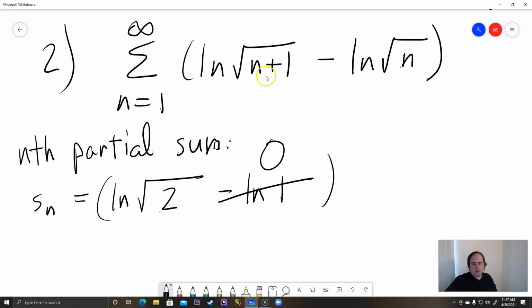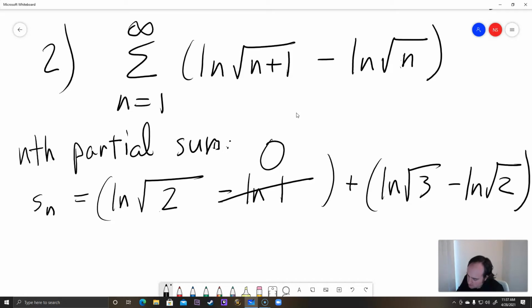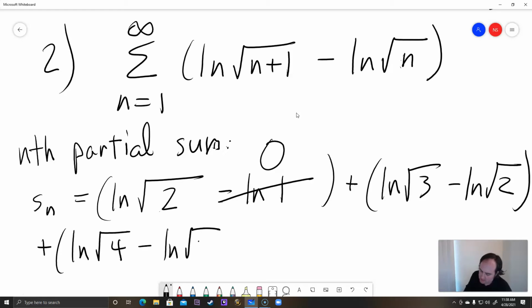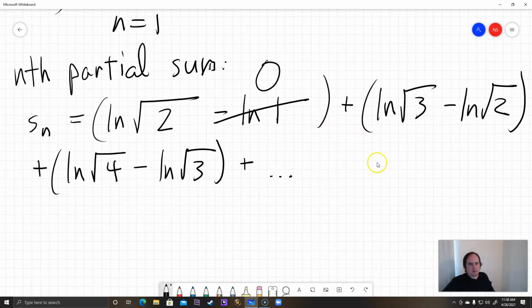Well, it's going to be ln of root 2 plus 1, so that's going to be ln of root 3 minus ln of root 2. So for our next term, we have ln of root 3 minus ln of root 2. And then for our next term after that, we're going to have ln of root 4 minus ln of root 3. And I think we see the pattern here. So we're going to write plus dot dot dot. And we're also going to notice that a bunch of stuff is canceling out here already.